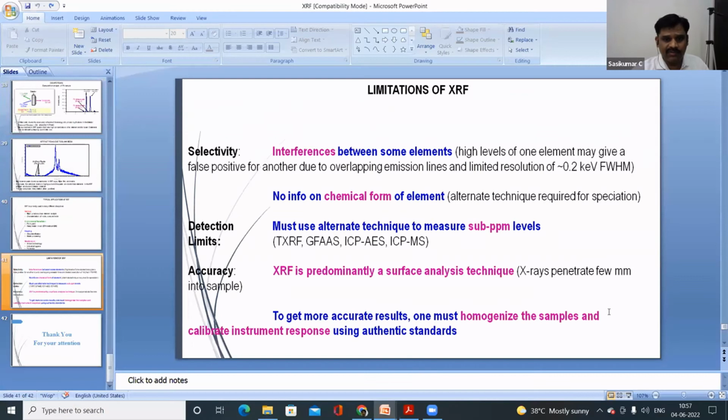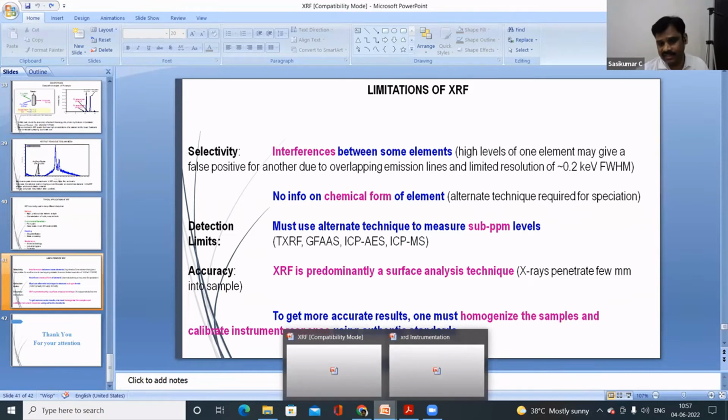And what is the limitation of XRF? XRF has certain interferences. Not all the elements will be a problem, but there are certain elements where you can find interference between two elements. And if you want to measure at the sub ppm level, then definitely XRF is not a suitable tool for you. You can look into other techniques for the sub ppm level. And at the ppm level, yes, XRF is a highly accurate and efficient method for us.